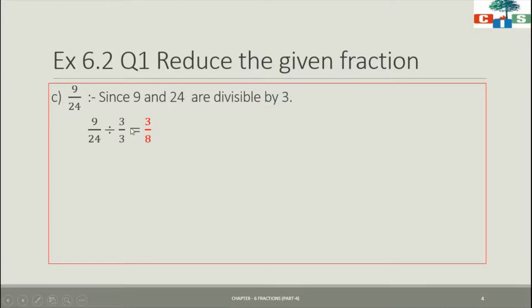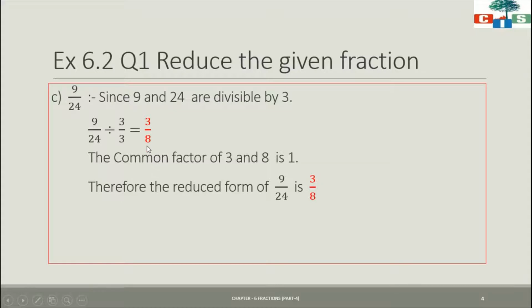So the reduced form of 9 upon 24 we got is 3 upon 8. Now scholars, we can see that there is no common factor other than 1 in 3 upon 8. It means that 3 upon 8 is the reduced form, or the lowest form, of 9 upon 24. Therefore the reduced form of 9 upon 24 is 3 upon 8. Why? Because we cannot reduce further. We cannot find any common factor that divides both numbers.